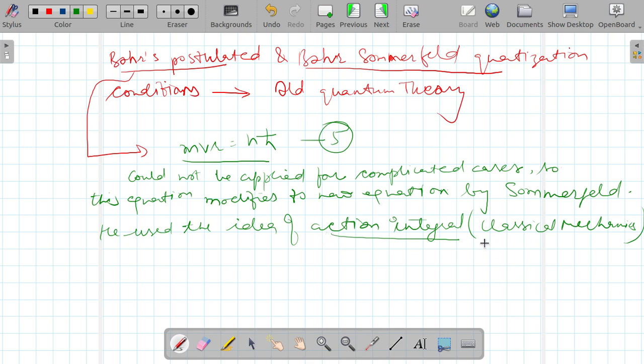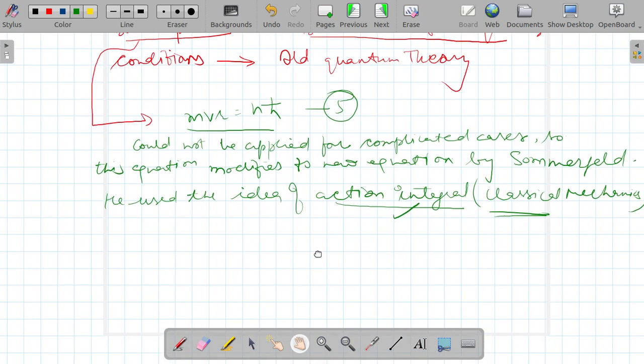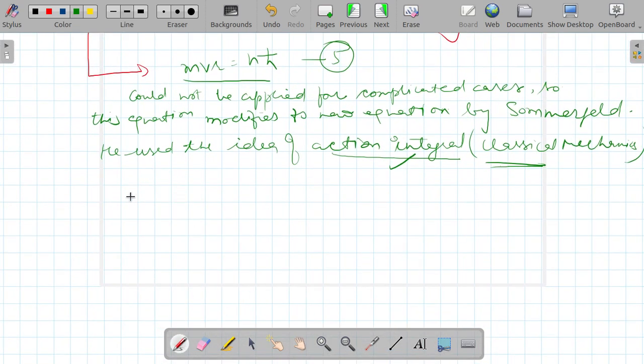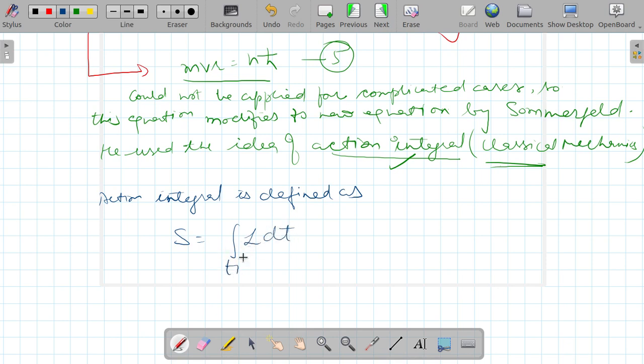Right. So first of all, let us talk about the action integral. Then we will see how Sommerfeld used the idea of action integral to derive the quantization condition. So action integral is defined as S equal to integral of L dt, the Lagrangian from t1 to t2. Then this is known as the action integral.